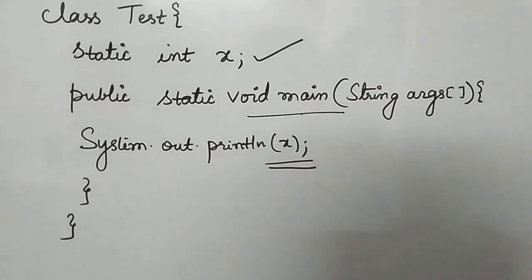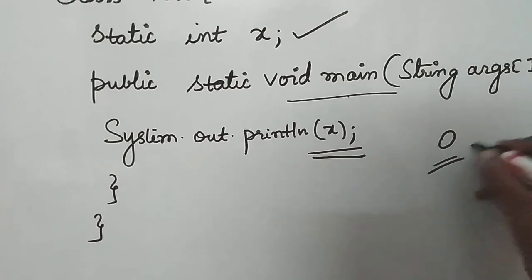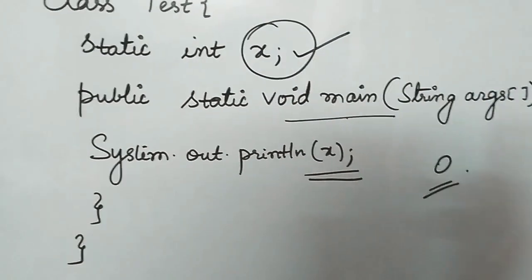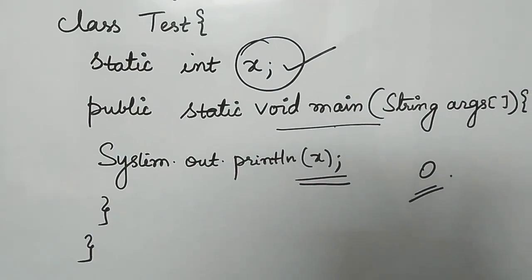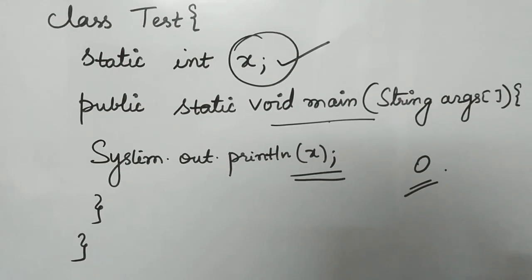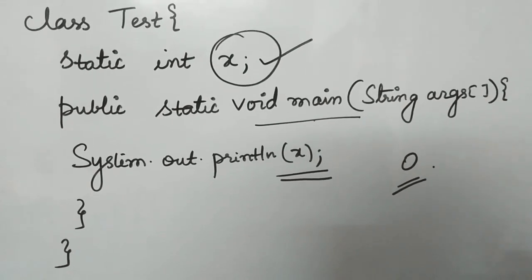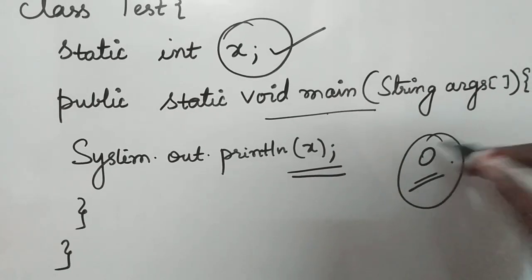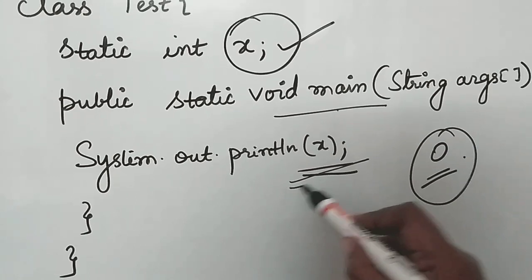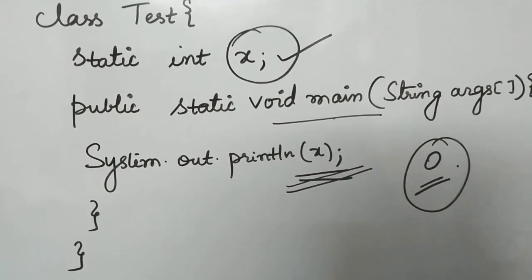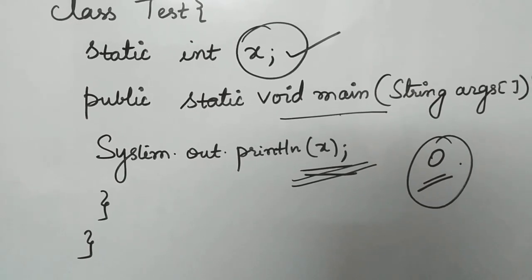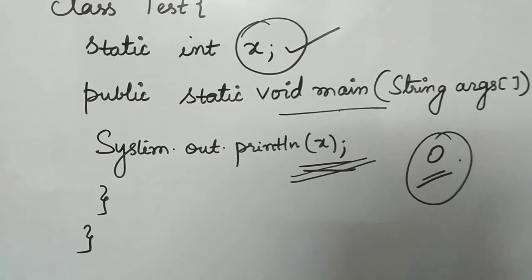The output of this particular program will be 0. The answer is 0 because we haven't initialized the variable x. Since we haven't initialized the variable x, the default value for integer will be assigned to x, and the default value of integer is 0. So the output of this program will be 0. You can directly access the static members from a static method without an object, and if you are not assigning any value to the static variables, the default values will be assigned.